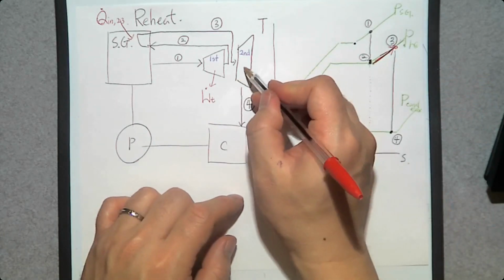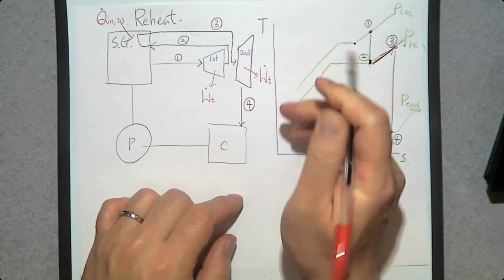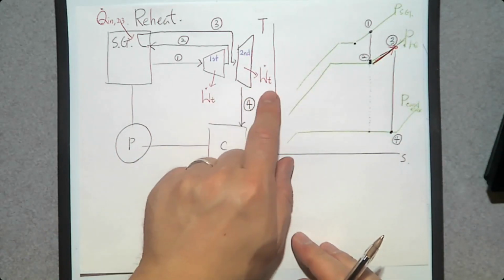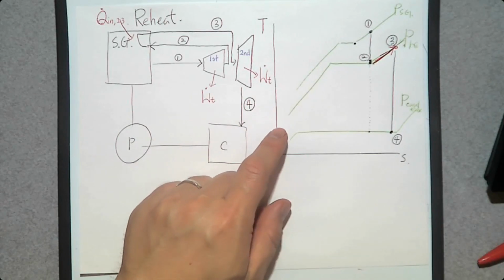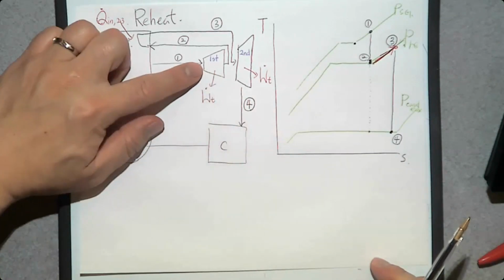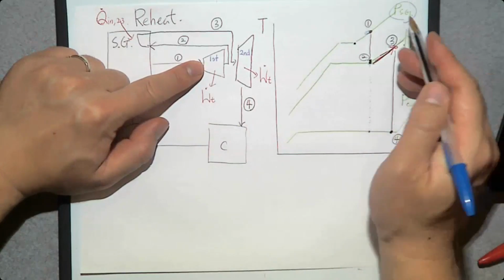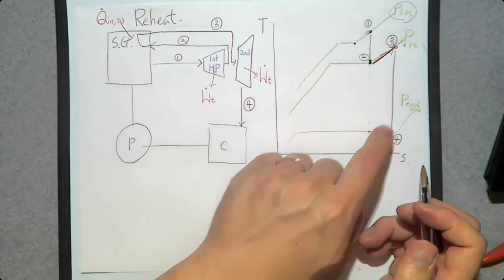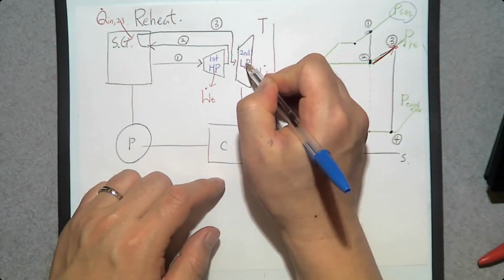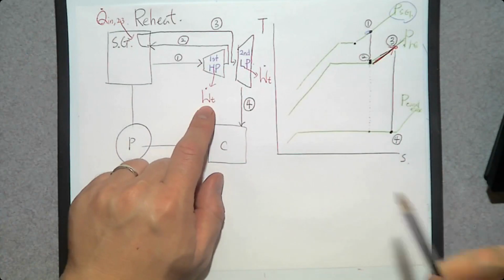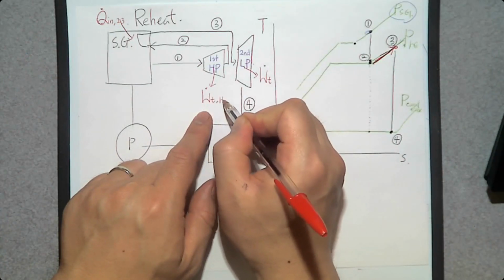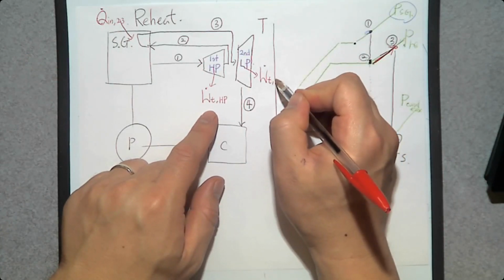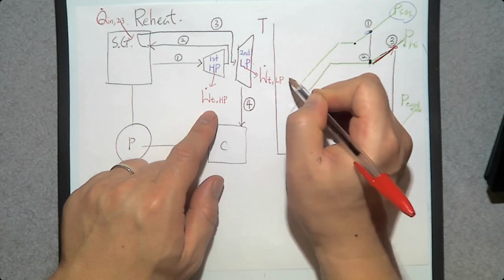So there is W dot T. Wait, we have a W dot T here, W dot T here. We have the same thing twice. We don't want that to happen. So the first stage turbine runs at extremely high pressure. So high pressure stage. And the other one is low pressure stage. So the first one is the turbine power produced during the high pressure stage. And the second one is turbine power produced during the low pressure stage.